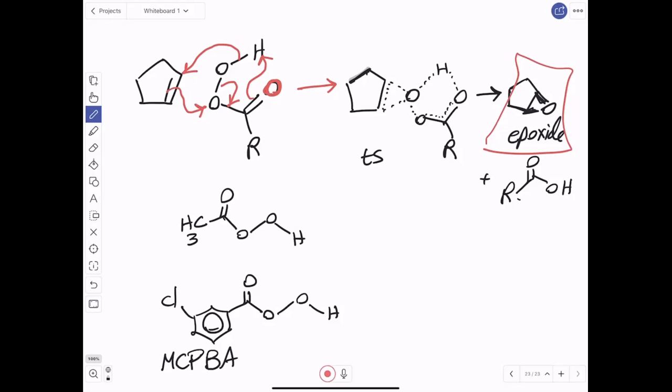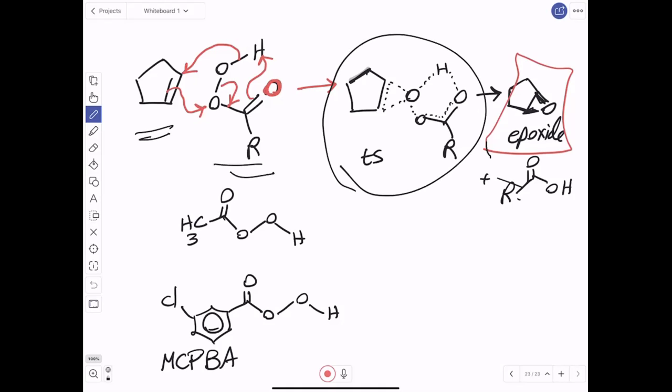Question? Can you hear me? So we don't need to know the mechanism of the reaction? You don't need to know how this transition state forms, how the epoxide forms. You just need to know that alkene reacts with peroxy acid and gives you an epoxide. Okay.